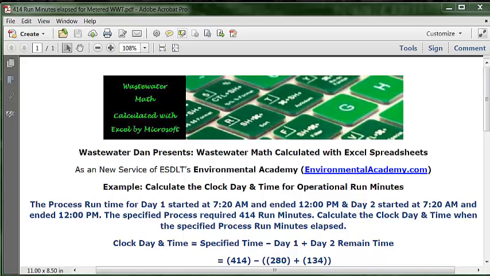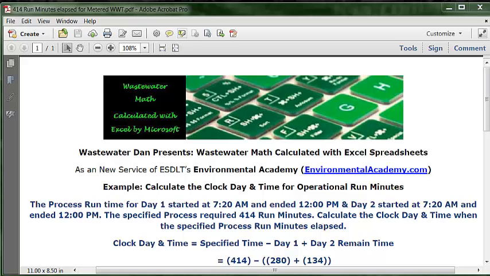Wastewater Dan presents wastewater math calculated with Excel spreadsheets. As a new service of ESDLT's Environmental Academy, environmentalacademy.com, today's example is to calculate the clock, day, and time for operational run minutes.